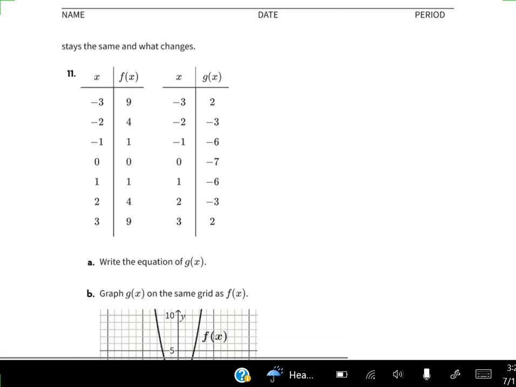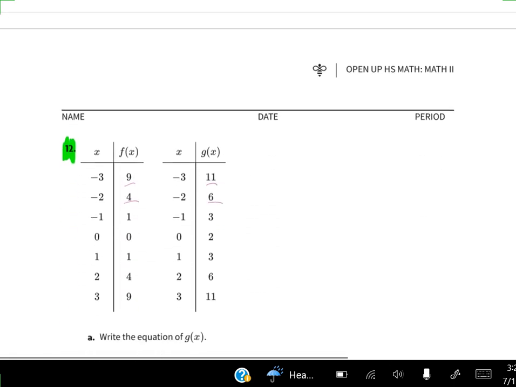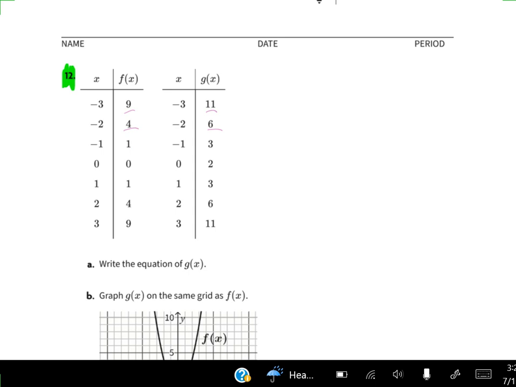And here we are going to be given a table and tasked with generating an equation for g of x, sketching its graph, and describing what changes are made from f of x to g of x. So if we look at the table for x and f of x, we can identify f of x, and if you can't identify f of x, it's actually given to us a little bit later, as x squared. Right, so from -3 to get 9, we just square it.